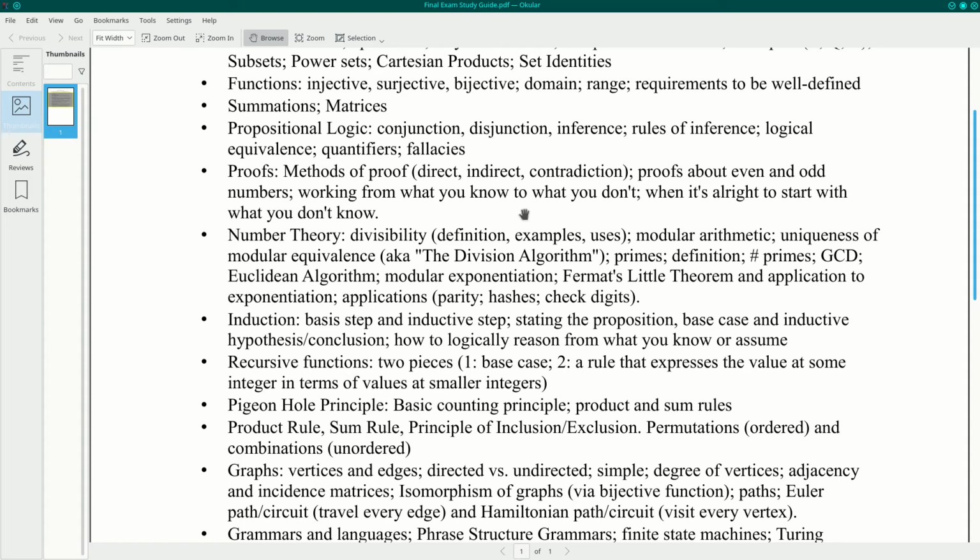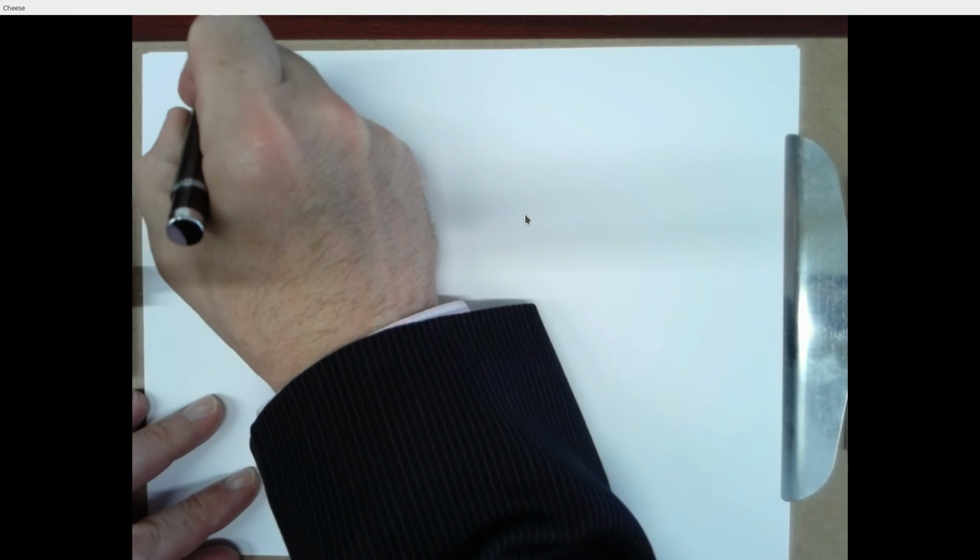Can we do a problem? Sure. What do you want to do? 1 plus 3 plus 5, and it goes on to 2n minus 1, equals n squared. Okay.